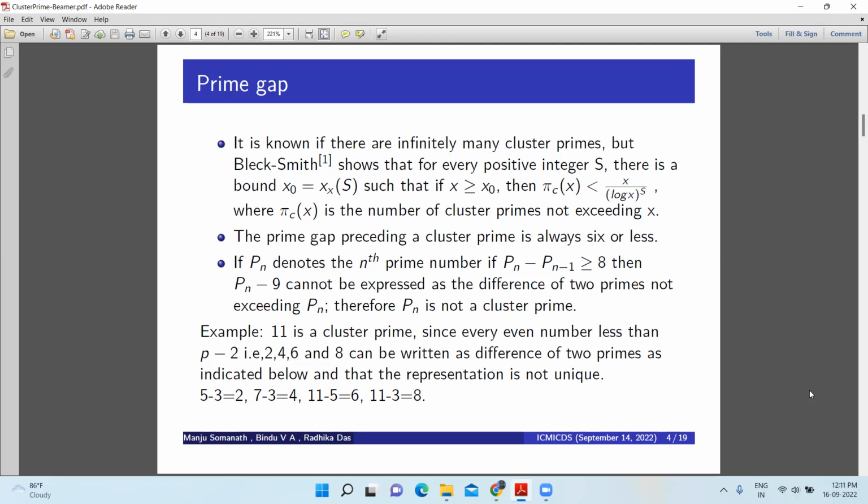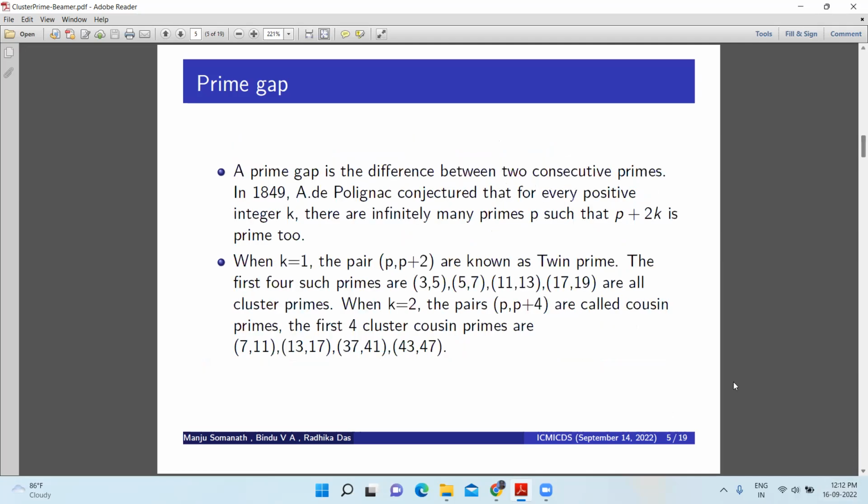I have listed all the cluster primes between 1 and 100. After 89, the next prime has difference 8, so we can show that it is not a cluster prime. Now, one example: 11 is a cluster prime since every number less than P minus 2, that is 11 minus 2, namely 2, 4, 6, and 8, can be written as the difference of two primes less than or equal to 11, that is 5 minus 3, 7 minus 3 equal to 4, 11 minus 5 equal to 6, 11 minus 3 equal to 8.